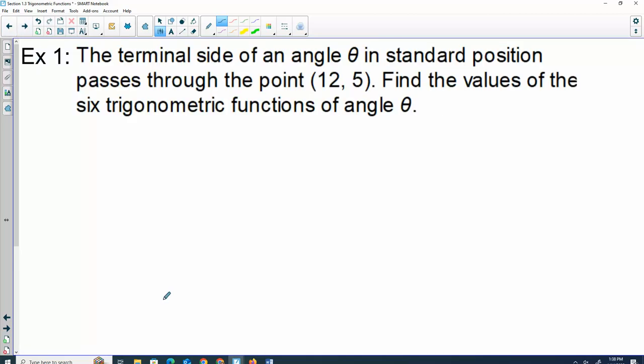So if I tell you the terminal side of an angle theta in standard position passes through the point 12, 5. Find the values of the 6 trig functions of angle theta. You don't have to draw a picture, but you certainly can if it helps. I have an angle in standard position. What quadrant would 12, 5 be in?